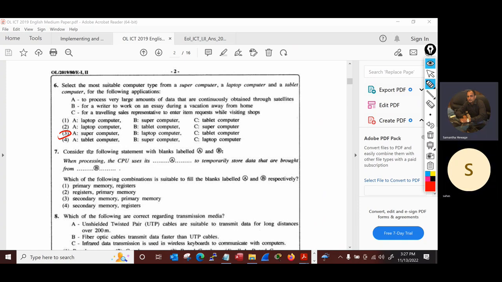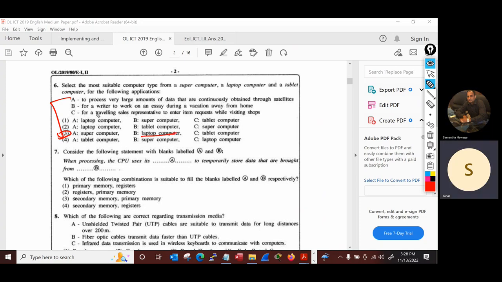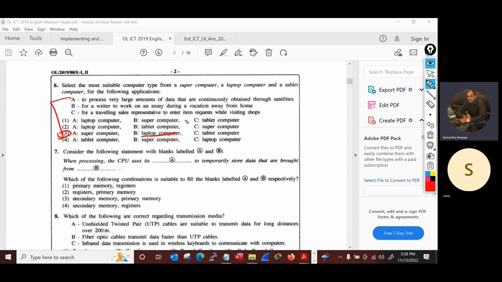Then the second one. For a writer to work on an essay during the vacation, yeah, they can use the laptop. For a traveling sales representative to enter item requests when visiting shops, yeah, they use a tablet computer and add the sales figures when they go to the shops. So the answer would be C. Do you understand this? Yes, sir. Right. Good.